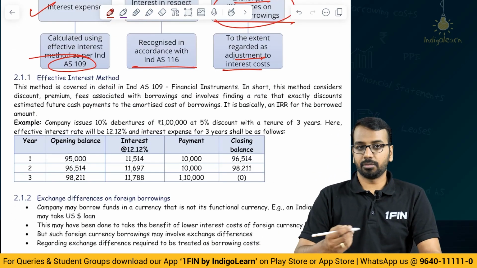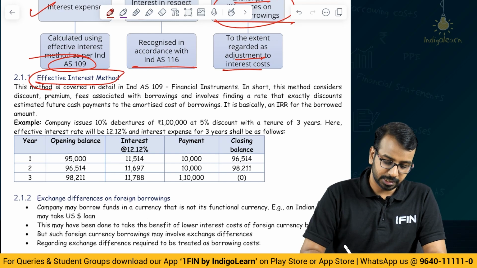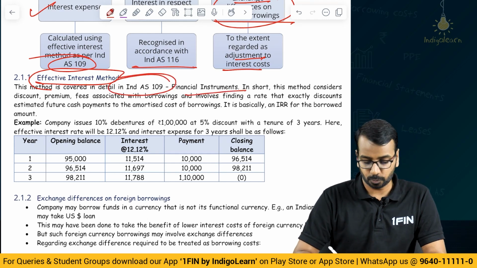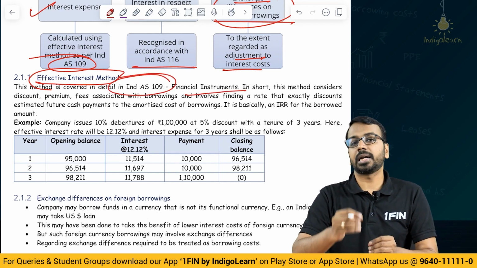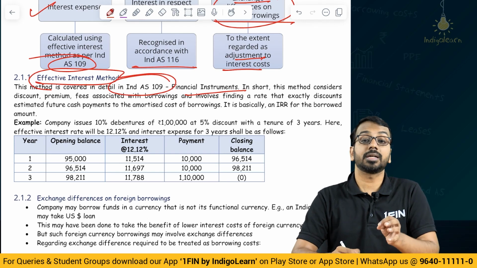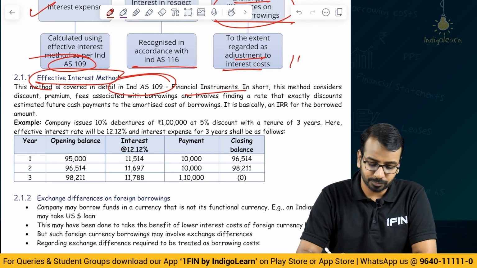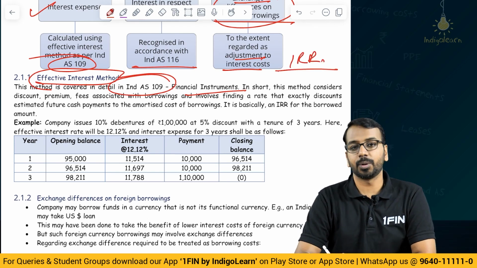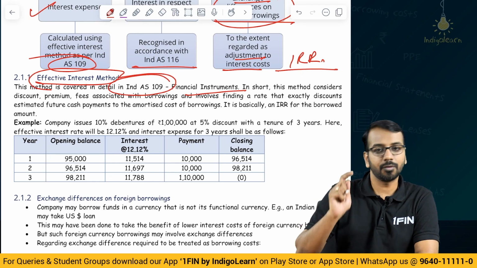Now, whenever we have to calculate interest, we will follow the effective interest method that is prescribed under Ind AS 109, financial instruments. That is, you calculate a rate that provides us the effective interest rate, or we also refer to it as IRR, for the entire stream of cash flows.